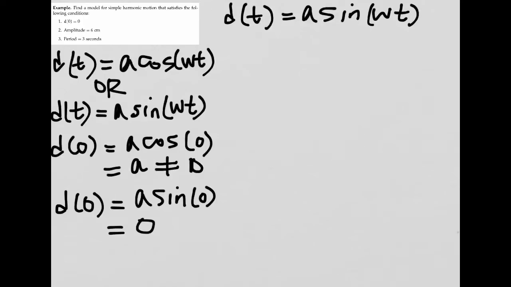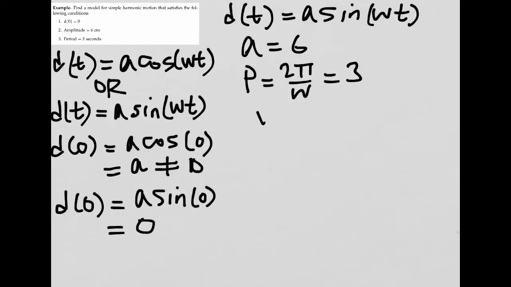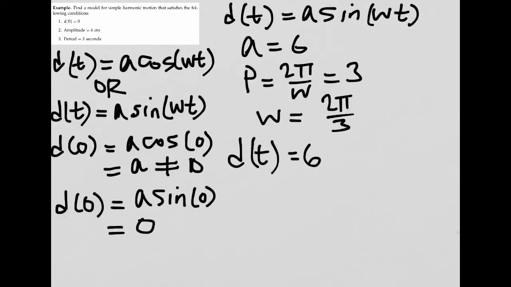Since the amplitude is 6, we know A is plus or minus 6, so we can simply choose A equals 6. And the period is 2 pi over omega, and that's 3. Solving for omega, we get that omega is 2 pi over 3. So the equation we're dealing with is d of t equals 6 sine 2 pi over 3 t.